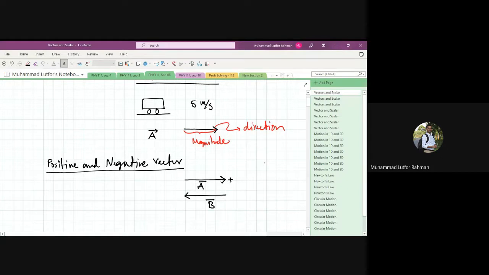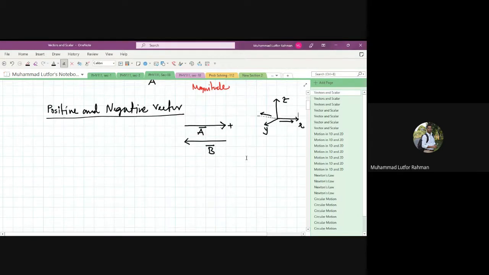It's like that actually. You are familiar with your Cartesian coordinate system. Say this is your Cartesian coordinate system. This is the x-axis, this is the y-axis, and this is the z-axis. So any vector towards that direction, I will say is a positive vector because that is the positive x direction, and any vector towards the negative x-axis, I'll say that vector would be negative. That's how we can indicate the positive and the negative vector.